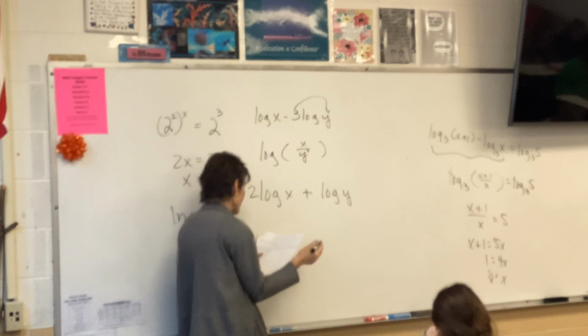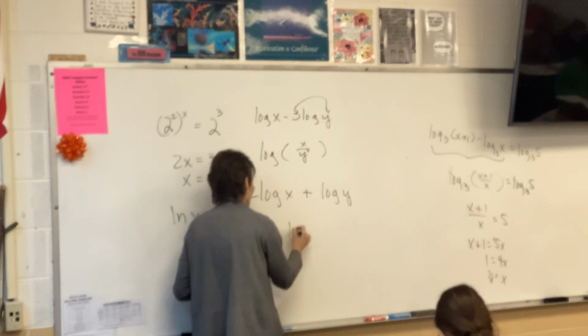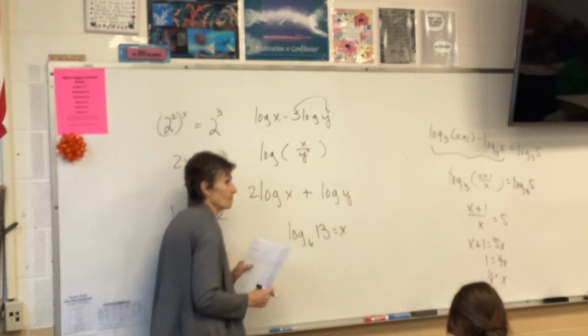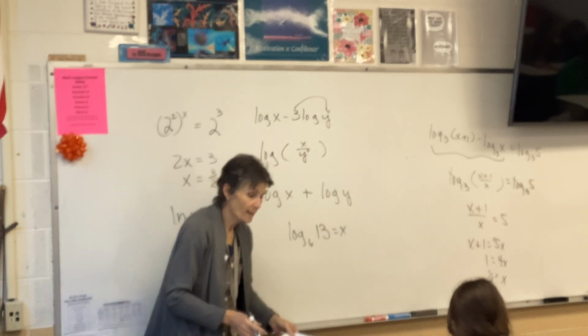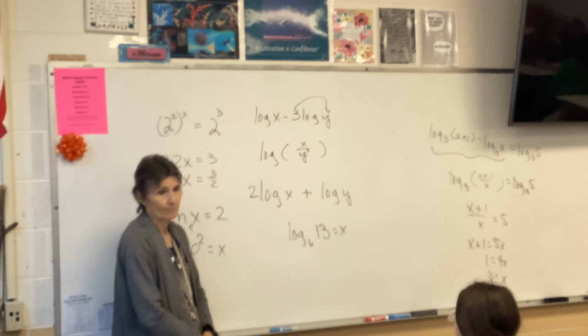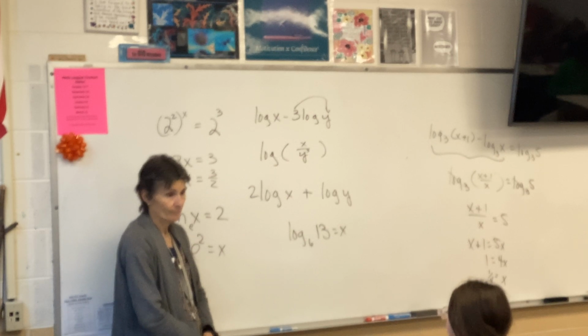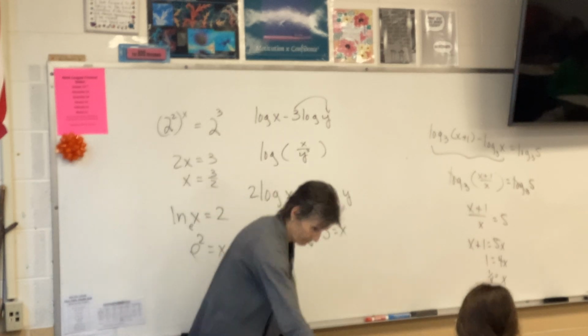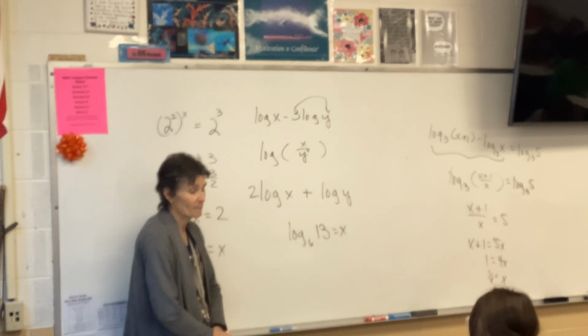All right, now we're going to use a calculator. Log base 6 of 13. There are 2 ways that you can do this. You can, but it's going to cost you 50 cents. Here, you can pay later.